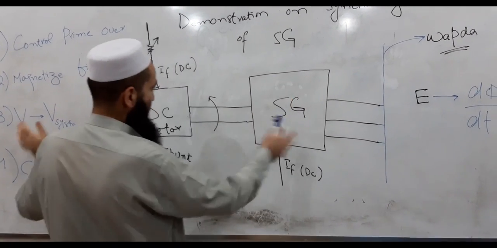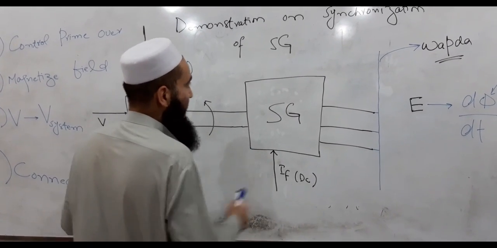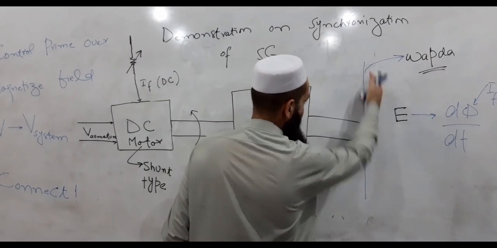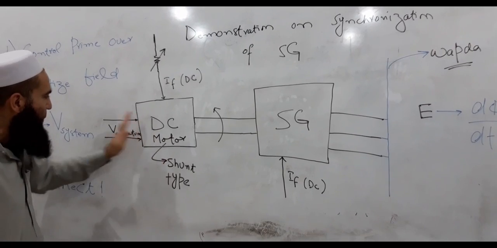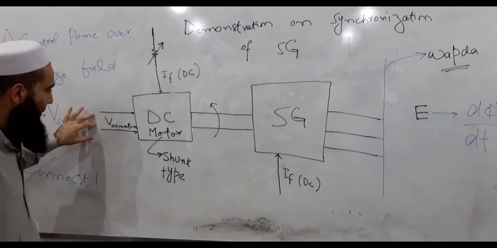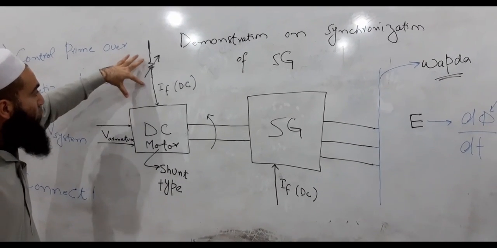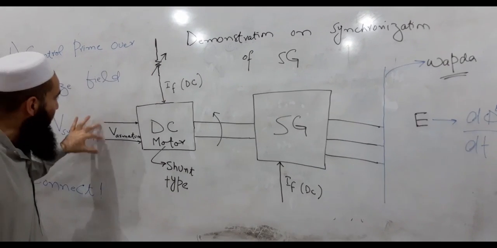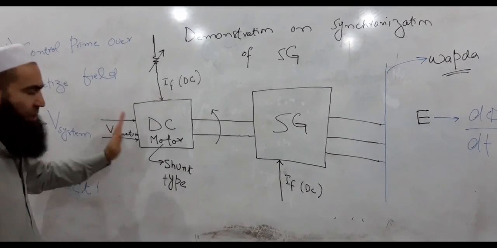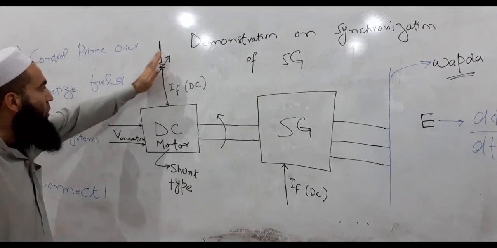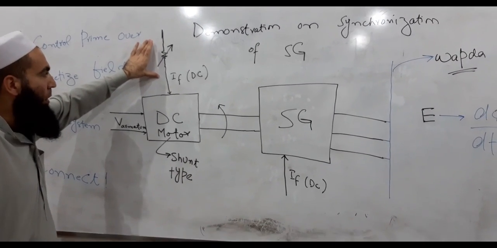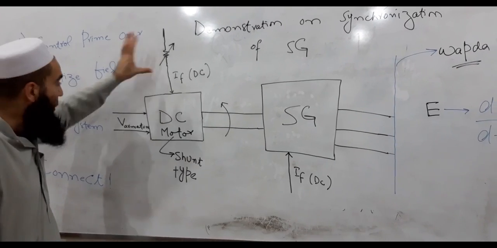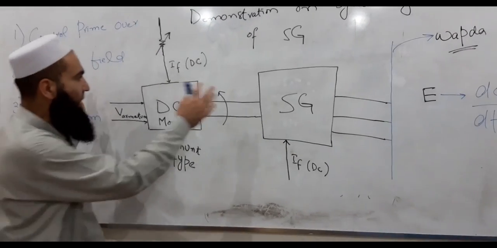So this is the circuit, and this is the WAPDA. The WAPDA is shown here, and this is the shunt type DC motor where we have an armature supply. The armature and the field are connected to the same supply as it is shunt type, so in order to vary the field current, we put a resistor in the field circuit. So this is basically the circuit.